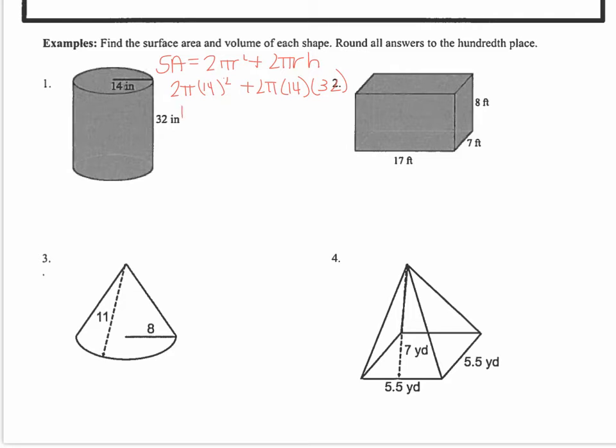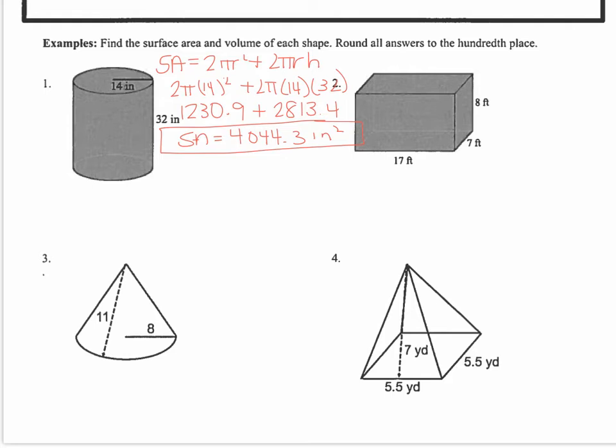So this is 1230.9, and now I'm going to type in the right side. 2 times 3.14 times 14 times 32. I get 2,813.4. And now I'm going to add 1,230.9 to that. My surface area is 4,044.3 inches squared. Now, if you use the pi button in the calculator, your decimals might be a little bit off of mine, and that's okay. That's because I used 3.14 because I don't have the right calculator.